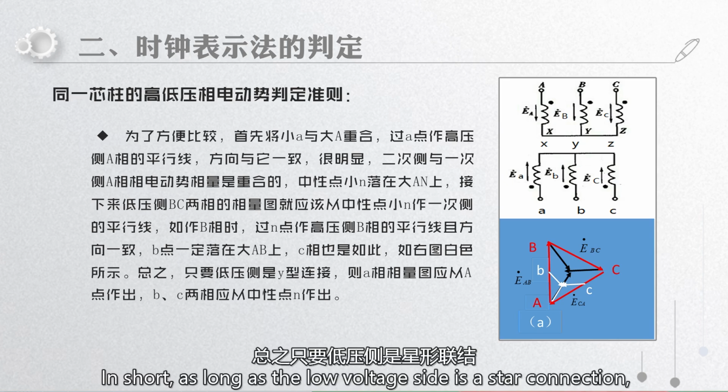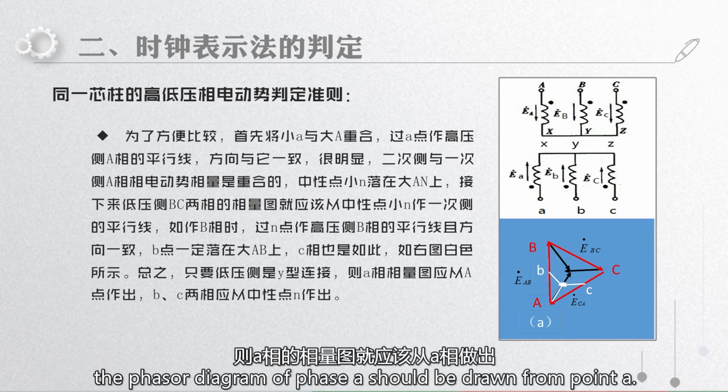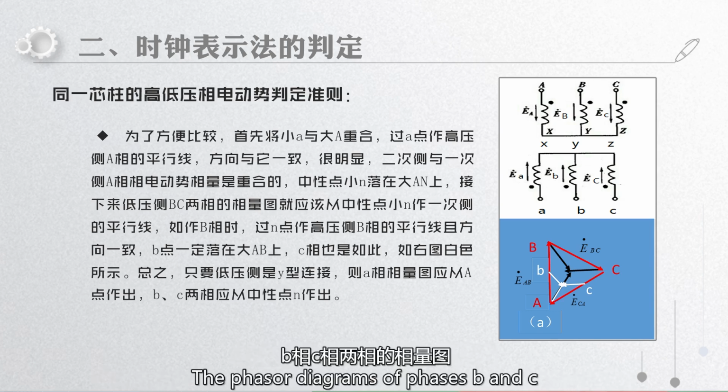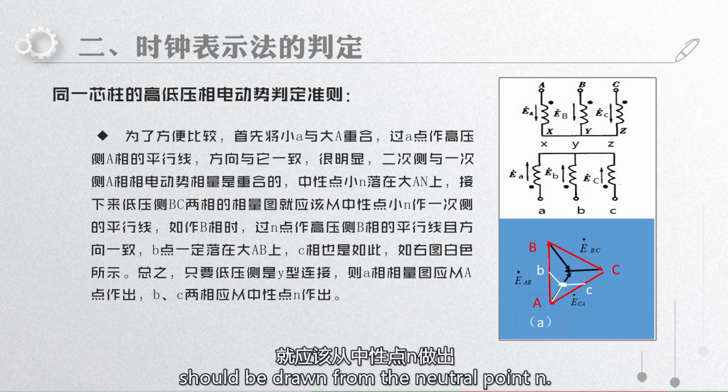In short, as long as the low voltage side is a star connection, the phasor diagram of phase A should be drawn from point A. The phasor diagrams of phases B and C should be drawn from the neutral point N.